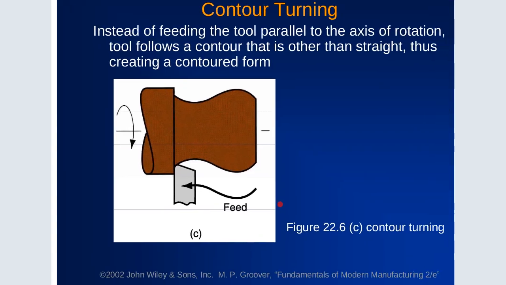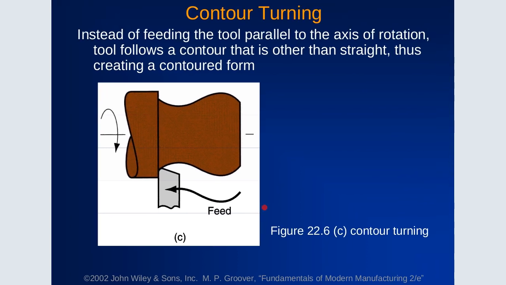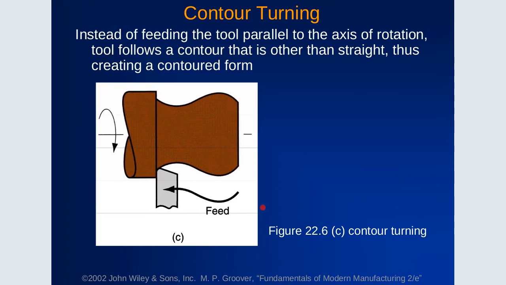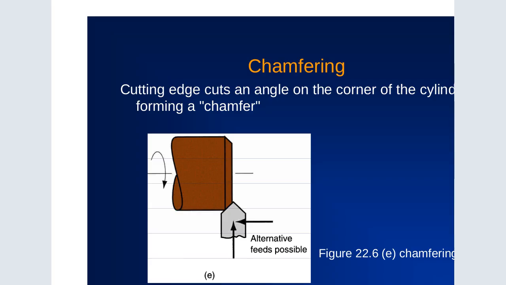Contour turning. Instead of feeding the tool parallel to the axis of rotation, the tool follows a contour plane. So you can see the contour plane. It is going that side, other than straight. So that's creating a contour form. That is how a contour form can be created.